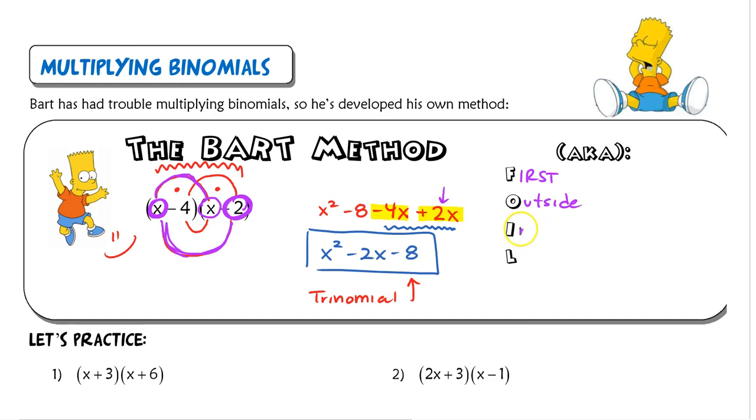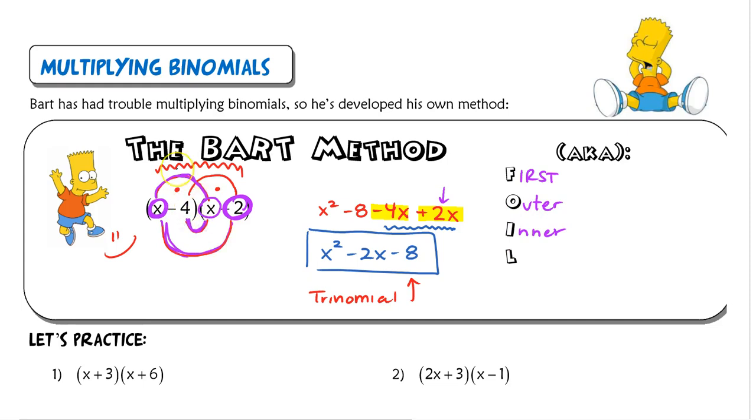I stands for inside. Actually, it's probably better to write outer instead of outside, and then for I, inner, because it's a little bit faster to say first, outer, inner, last. Anyhow, I'll get to that in a second. So the I is the inside term. So you're going to multiply here, negative 4 times x.